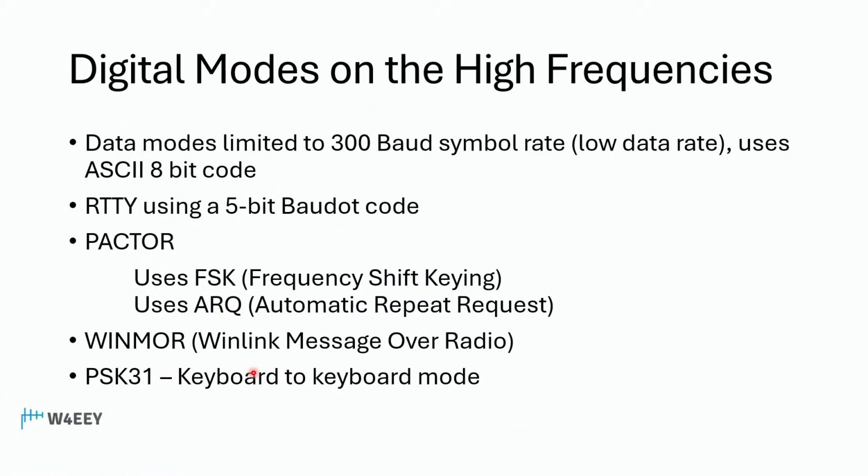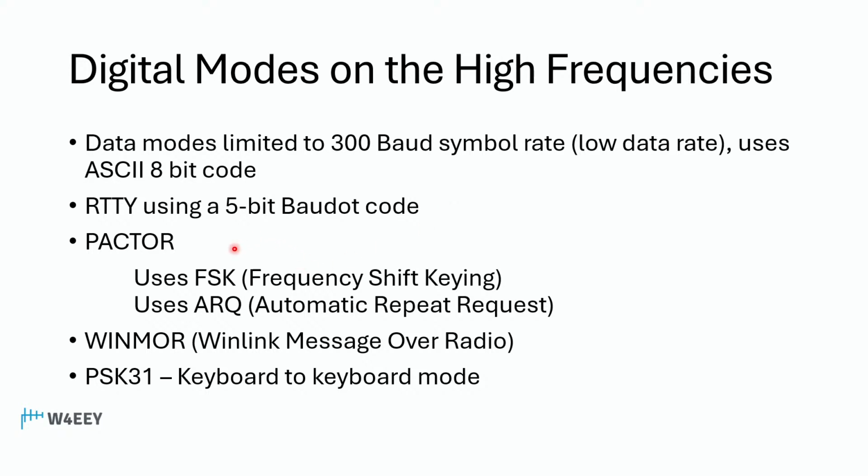Digital modes on the high frequencies below 30 megahertz, the limit has been 300 baud symbol rate. So remember that telephone modem we started out looking at there? Well, that's what we're restricted to for the high frequency bands. There have been some changes to this that changes it now to bandwidth, but for our purposes, let's still talk about 300 baud. And so it uses ASCII, the American Standard Code for Information Interchange. That's an 8-bit code. Radio teletype, on the other hand, because it's much, much older, back from the 1930s, uses something called Baudot. It's a 5-bit code.